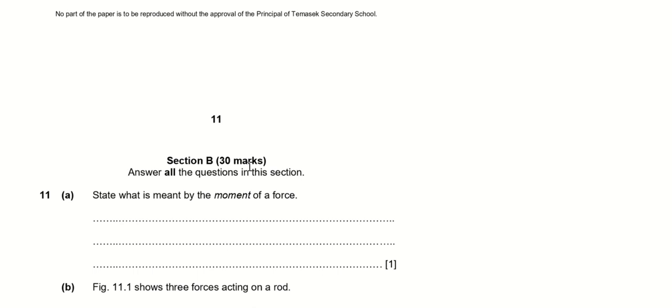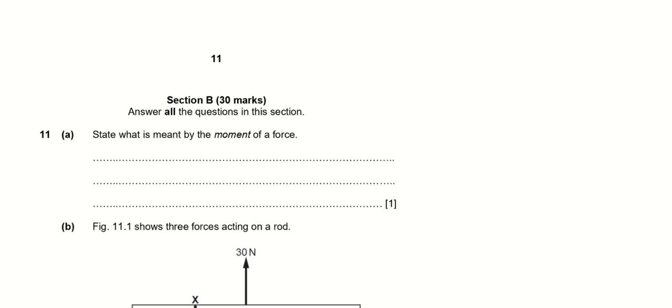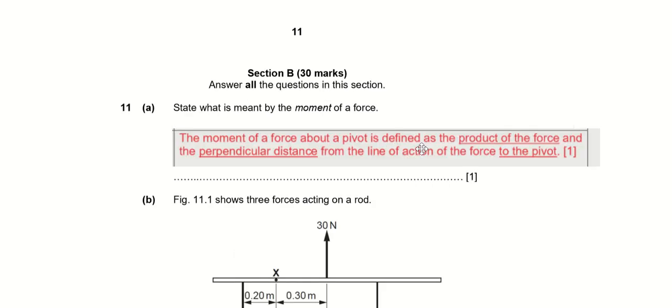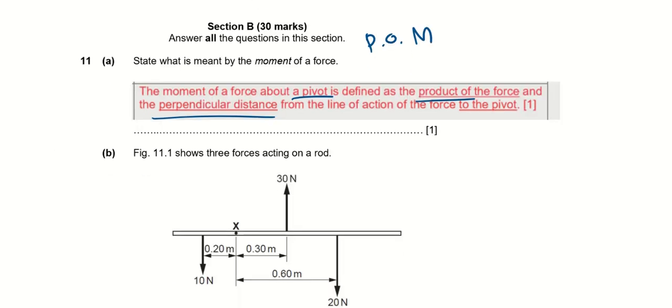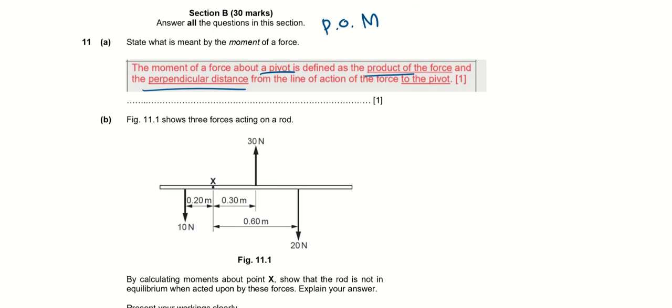Okay, next question. State what is meant by moment of a force. Moment of a force about a pivot, this is important, is defined as the product of the force and the perpendicular distance from the line of action of the force to the pivot. What's the other definition that we can ask? It is about your principle of moments. So make sure you know the other definition.